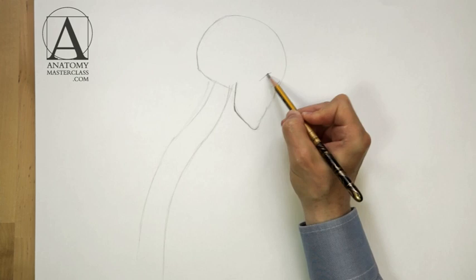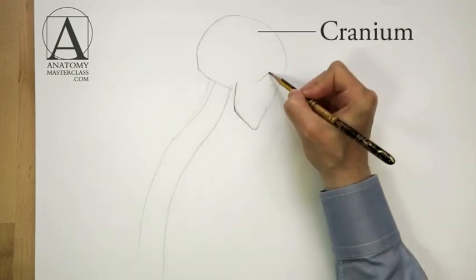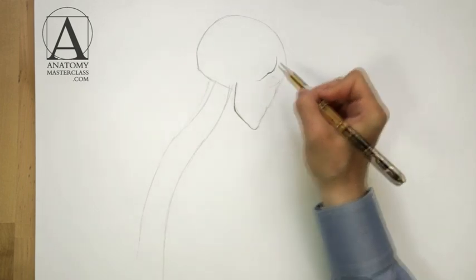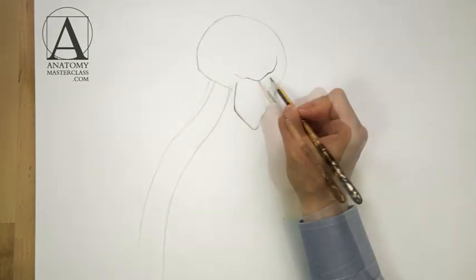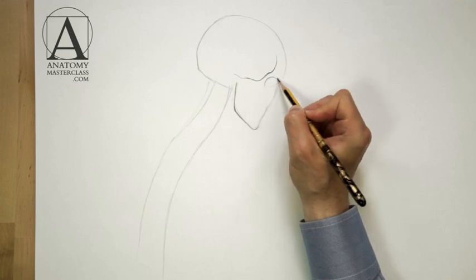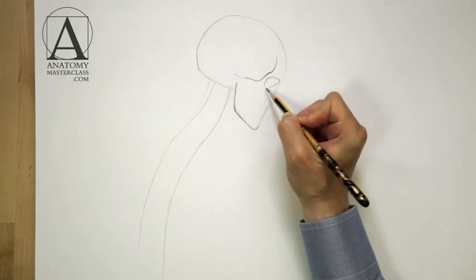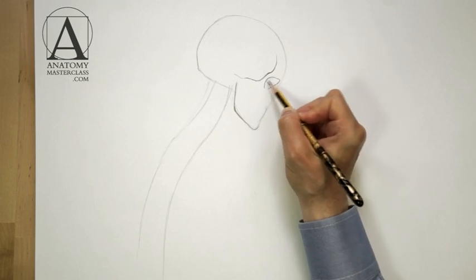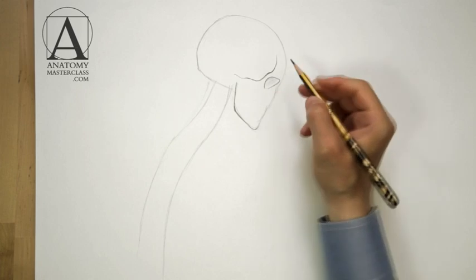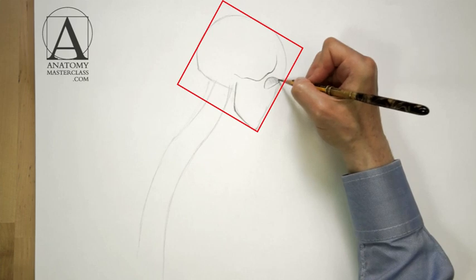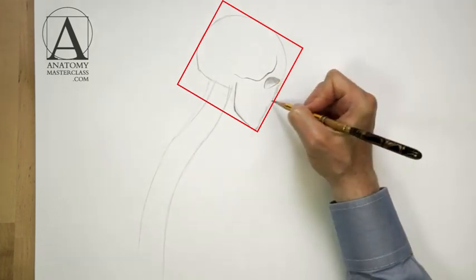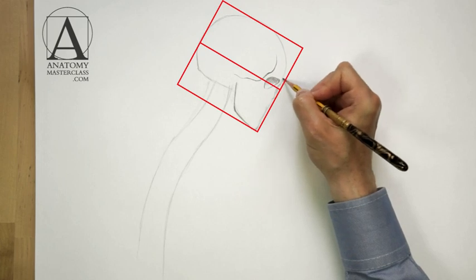The upper part of the skull is called the cranium. It encapsulates and protects the brain. The frontal lower part of the skull is the facial part. We see the model's head in profile. From this point of view, the head can be inscribed by a square. By dividing the height of the skull in half, we can locate the position of the eye socket.